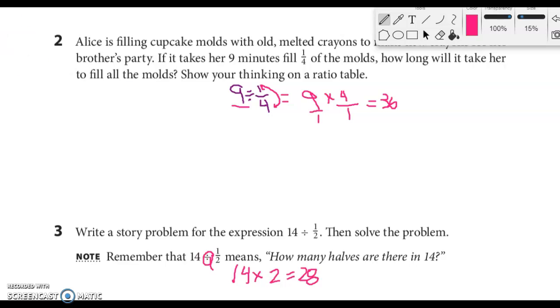So today, your assignment is going to be Home Connections, page 137. So I want you to pause the video, and when you're finished, I want you to come back to this video, and I will go over the answers with you. So pause it now, go ahead and do your page, and then come back.